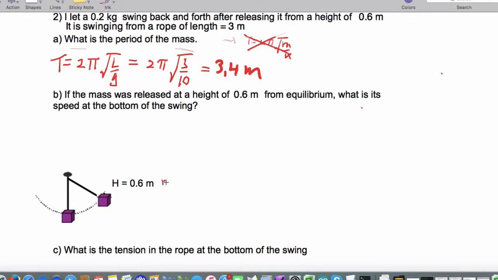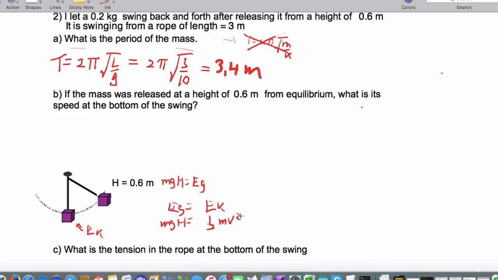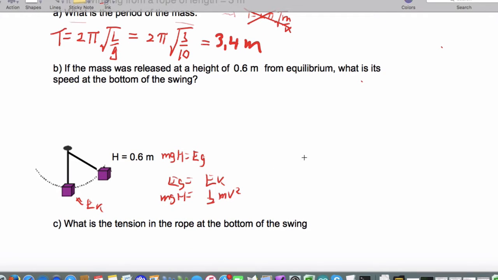We have all gravitational energy here, and that gets converted into kinetic energy at the bottom. So we'll have Eg equals Ek. That's mgh equals 1/2 mv squared. The m's cancel.